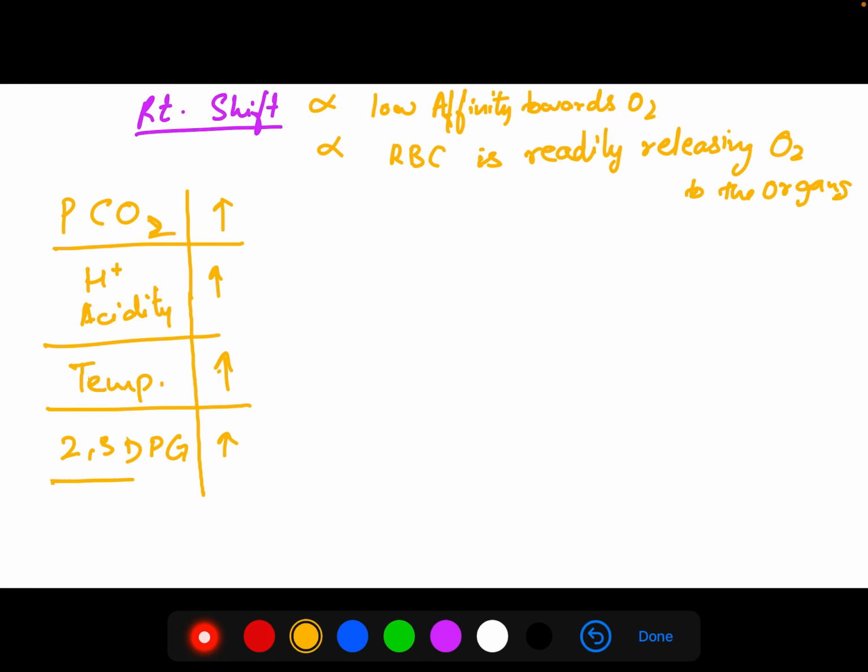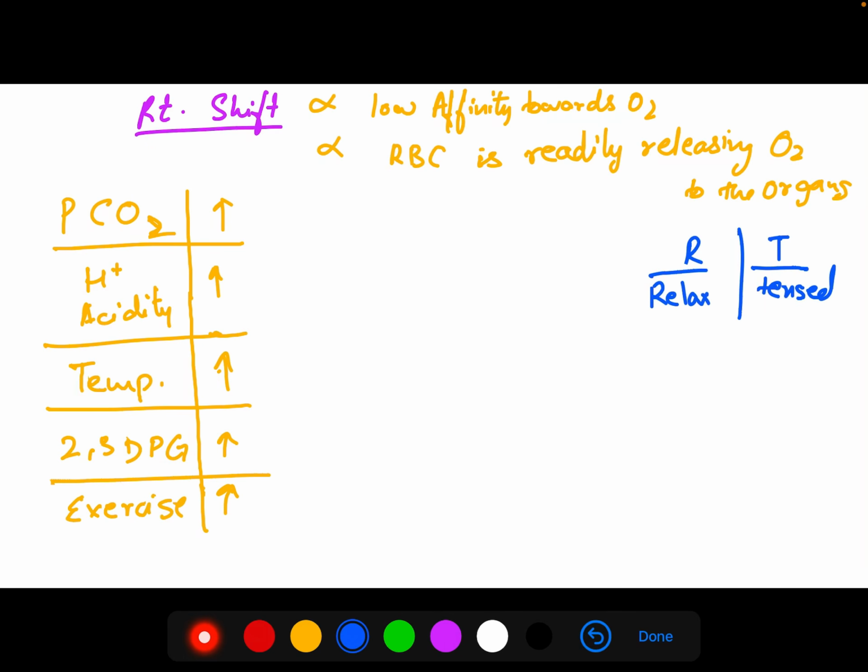And exercise also: whenever we do exercise, the affinity is decreased. So basically, what does it mean, like the affinity is increasing or decreasing? Basically, there are two states of hemoglobin or RBC, you can say. These are the R state and the T state, T state being the tense state and R state being the relaxed. So what happens in the tense state? There is low affinity, and similarly here there will be high affinity.